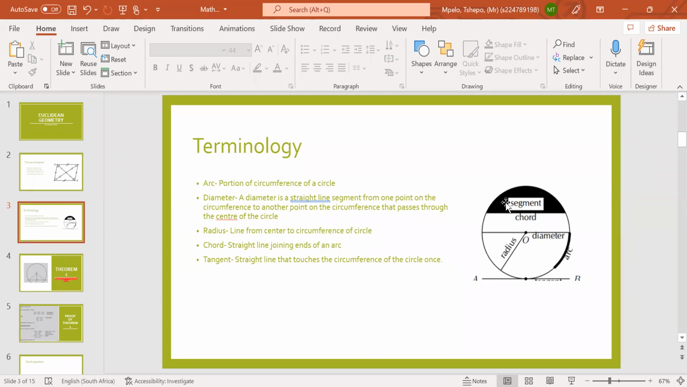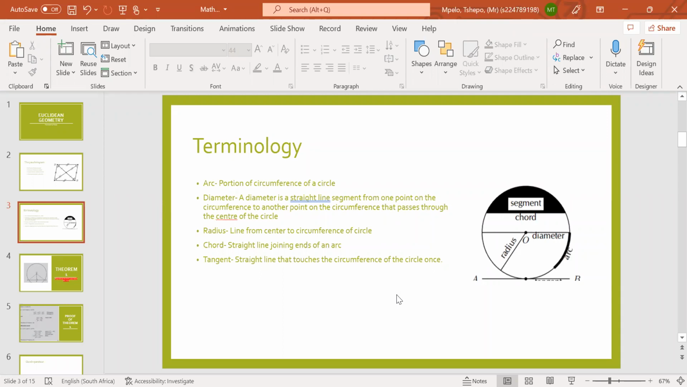Sharp. And then the chord, read the chord in contrast to diameter. A chord does not pass through the center, but it's also a line joining two ends of the arc. It's a line that touches one point of the circumference and another point of the circumference. But what makes the requirement for a chord? The chord never, and I mean never, passes through the center.